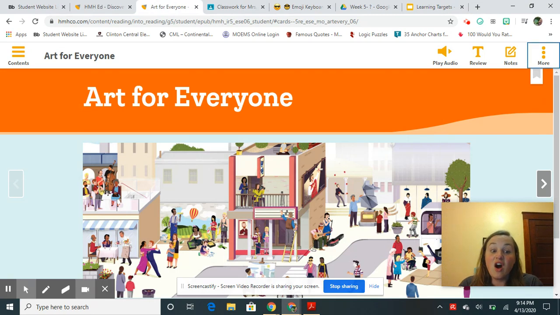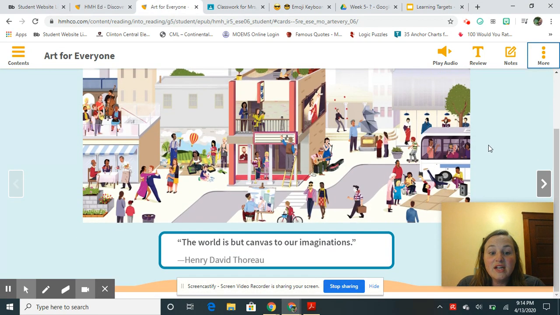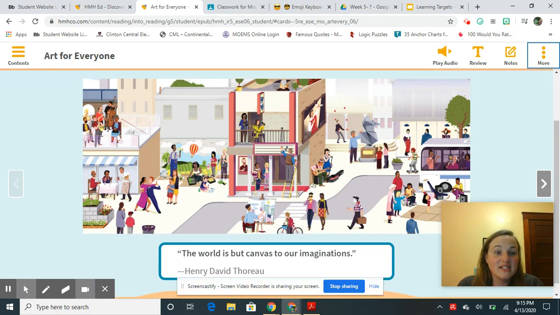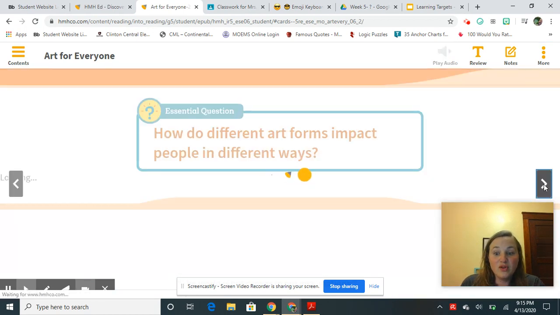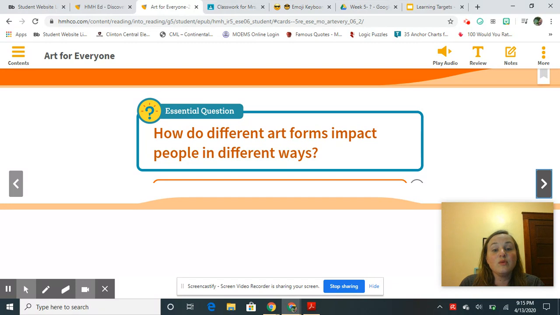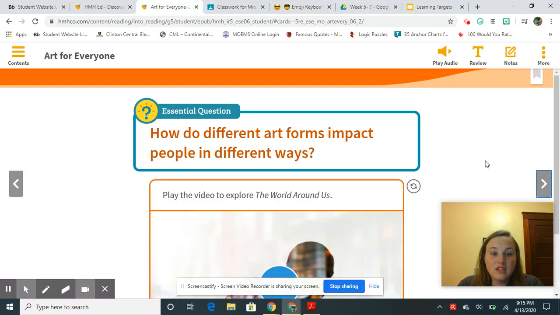So specifically, art is for everyone. The world is but canvas to our imaginations. Henry David Thoreau. So we're really going to be thinking about lots of different types of art forms and how they're presented in different ways. So this week, we're actually really going to be focusing on the biography, and we're going to be reading a couple biographies and really focusing in on how that is a type of art form.